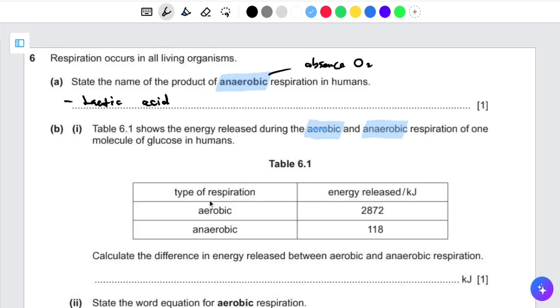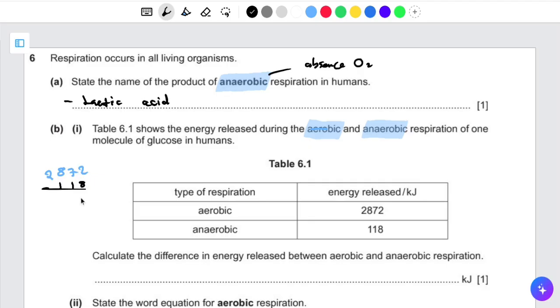So we have types here. We have aerobic and anaerobic. Energy released per kilojoules, we have 2872, and also 118. Now the question is saying calculate the difference in energy released between aerobic and anaerobic respiration. So we have 2872, then we are subtracting 118 from that. Alright, so we are subtracting that one from that one.